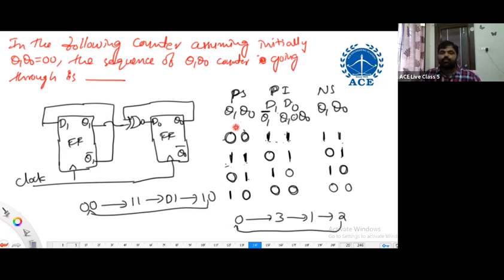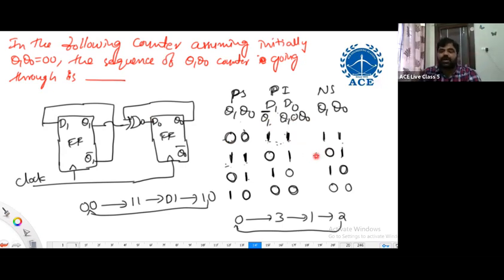The simple way is: based on the present state, from the counter circuit, we can write the flip-flop input expressions. Check it correctly. Based on the present state, we derive present inputs. Based on the present state and present input, we estimate the next state using the characteristics of the flip-flops.